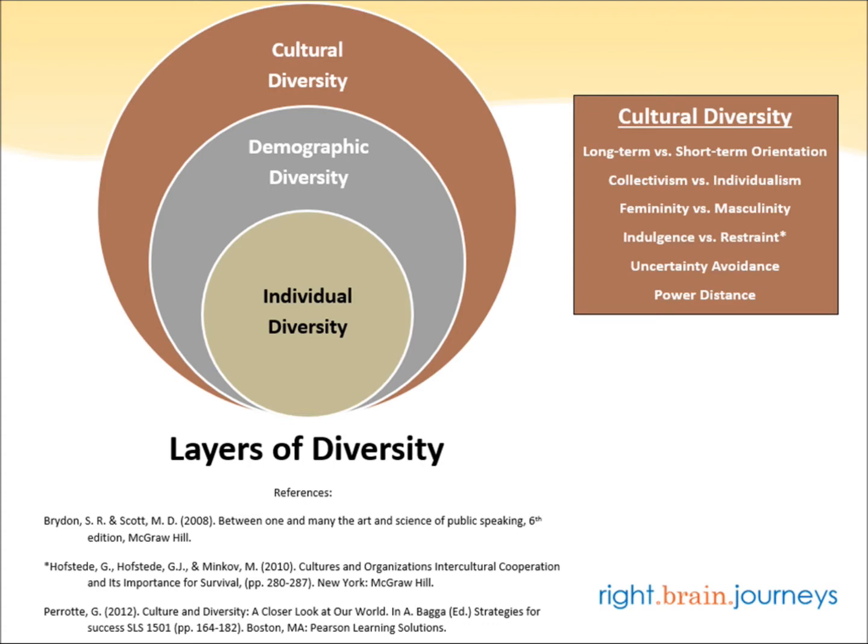According to Dutch management researcher Geert Hofstede, there are 6 dimensions that describe the values that cultures have. These dimensions are long-term versus short-term orientation, collectivism versus individualism, femininity versus masculinity, indulgence versus restraint, uncertainty avoidance, and power distance. People are often highly influenced by the culture in which they grew up. Therefore, it is important to recognize how these 6 dimensions provide the foundation for diversity between people.